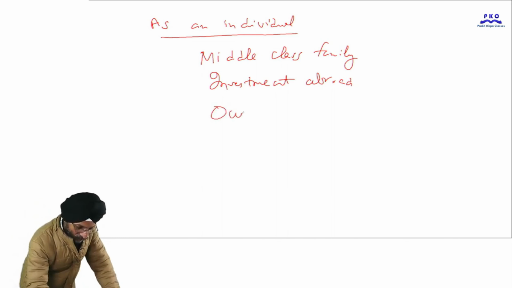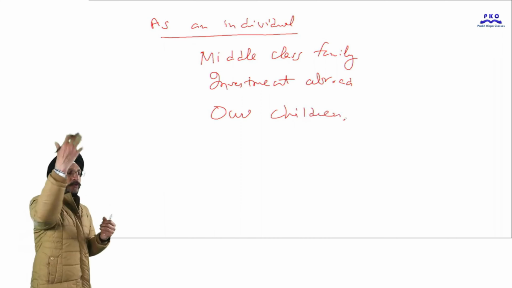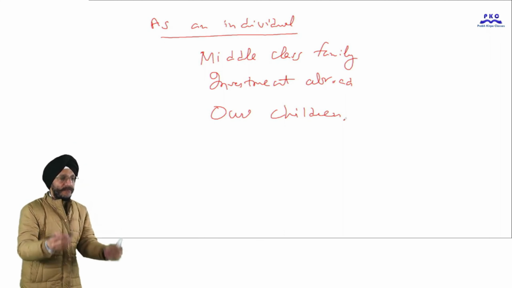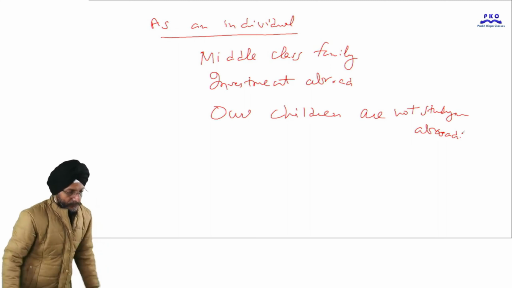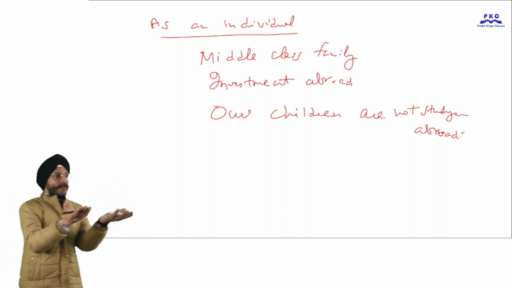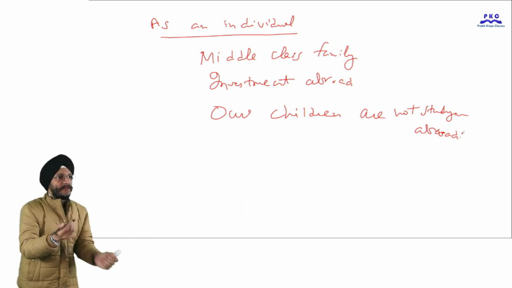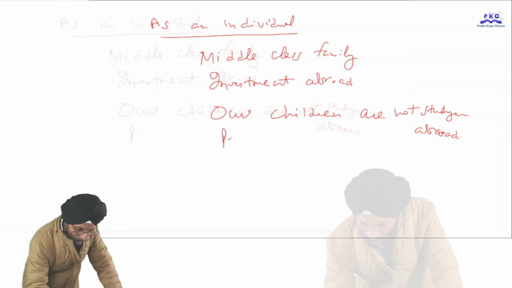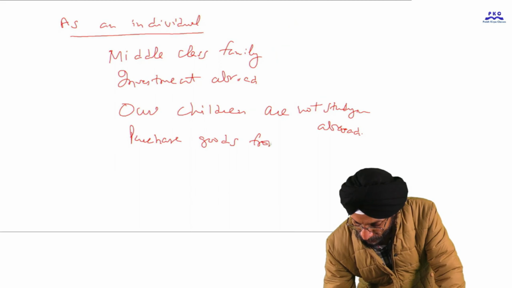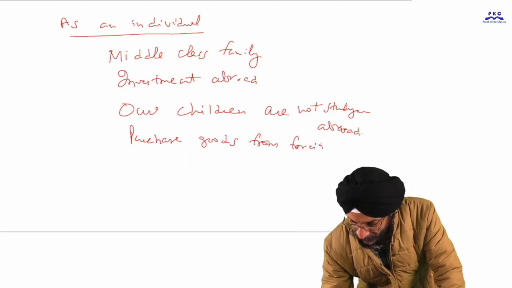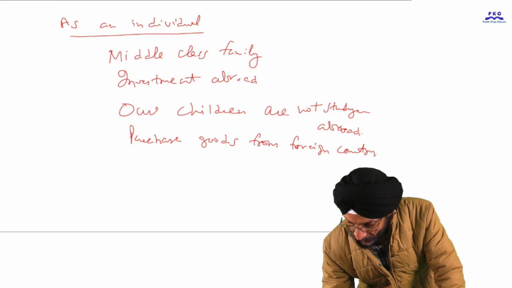Our children are not studying abroad. If children are studying abroad, then there may be demand, as we will have to send them money in foreign exchange. Then, when we do not have enough means, we do not purchase goods from a foreign country. No purchase.